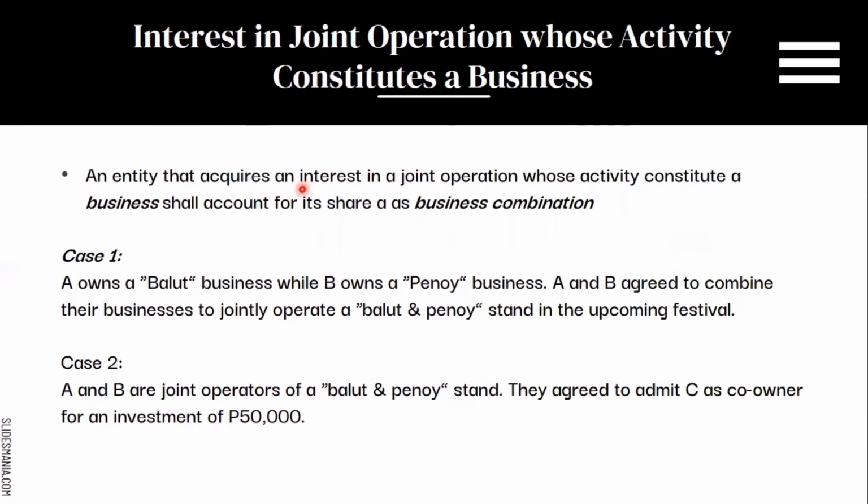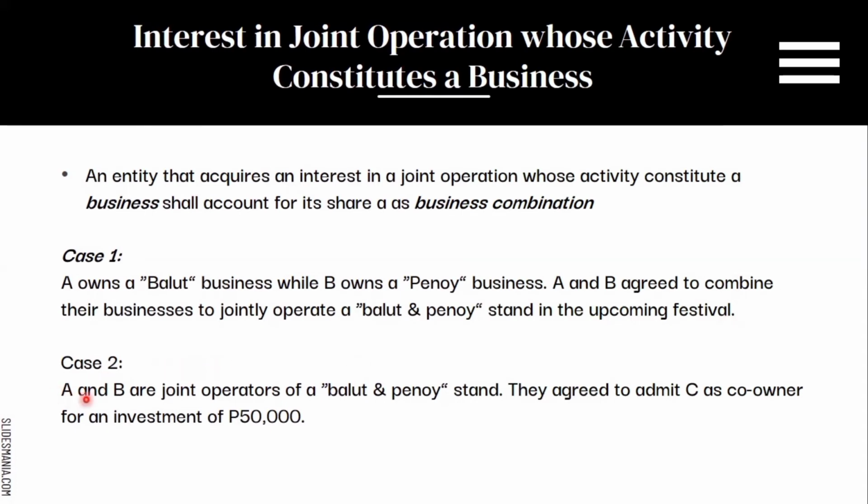So, example, Case number 1, A owns a balut business while B owns Penoy business. A and B agreed to combine their businesses to jointly operate a balut and Penoy stand in the upcoming festival. So it means po na meron na sila existing businesses. At yun po yung kinontribute nila to form a joint operation. So, ibig sabihin, A and B shall account for their respective shares in the joint operation as a business combination na po, not PFRS 11.